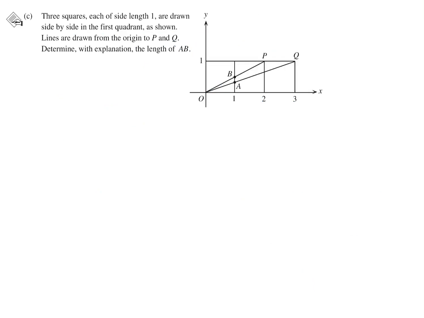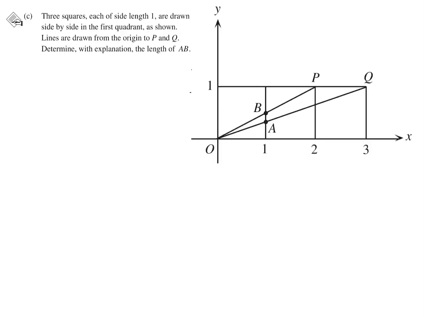3 squares, each of side length 1, are drawn side by side in the first quadrant as shown. Lines are drawn from the origin to P and Q. Determine with explanation the length of AB. So here's our diagram, a little bit larger. And O here, of course, has the coordinates 0, 0. P, if you look at the graph, has the coordinates 2, 1. And Q would have the coordinates 3, 1. So those we can figure out from the information they've given us.